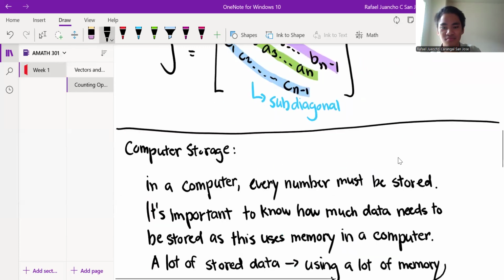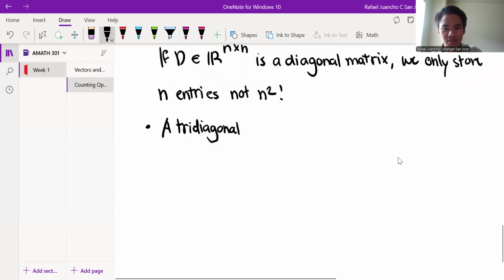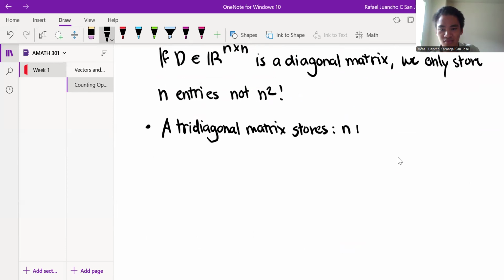Right? In a general sense, that's how many numbers we store. So a tri-diagonal matrix stores n plus n minus 1 plus n minus 1, which is 3n minus 2 entries.